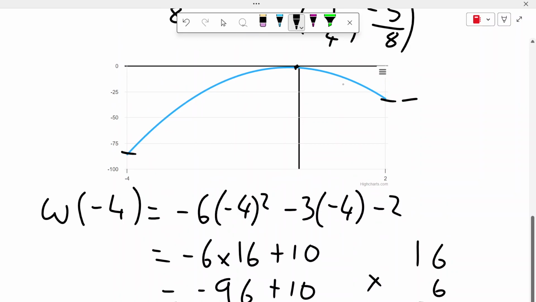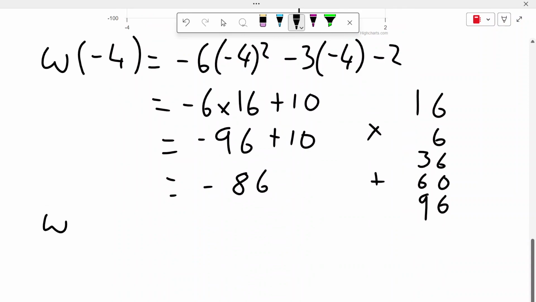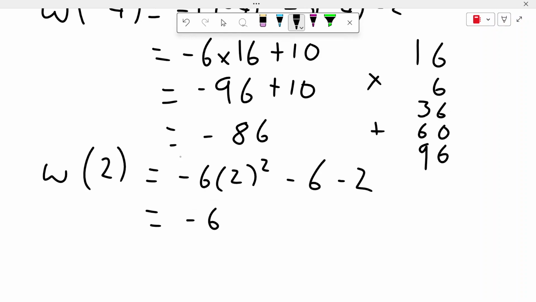Okay, so you don't really need to figure out this one, but let's say you didn't have the graph and you had to figure that out. So that would be x equals positive 2. And this math here is a little bit easier. Okay, 2 times 2 is 4. And minus 6 minus 2 is 8. And then 4 times 6 is 24. And if we add these up, we get minus 32.